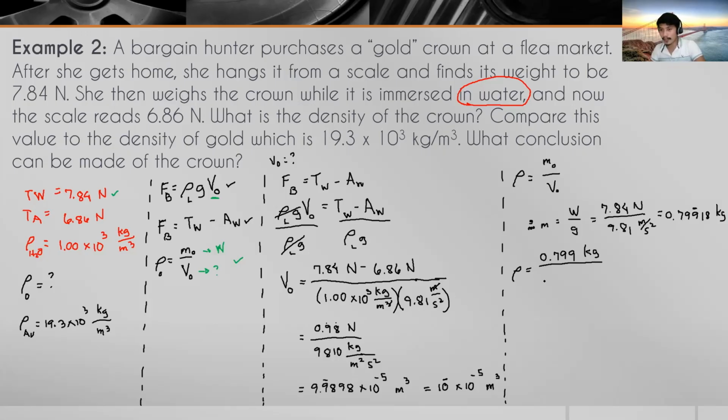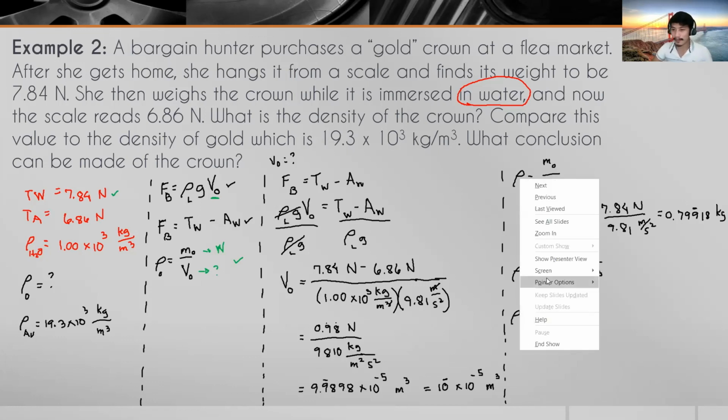Ano yung volume natin? Volume of our object. The volume of our object is 10 times 10 to the power of negative 5 cubic meters. So 0.799 divided by 10 times 10 to the power of -5. And that will give us density is equal to 7,990 kilograms per cubic meter. How many significant figures? Dalawang significant figures. So that means our final answer dapat dalawang significant figures lang din.